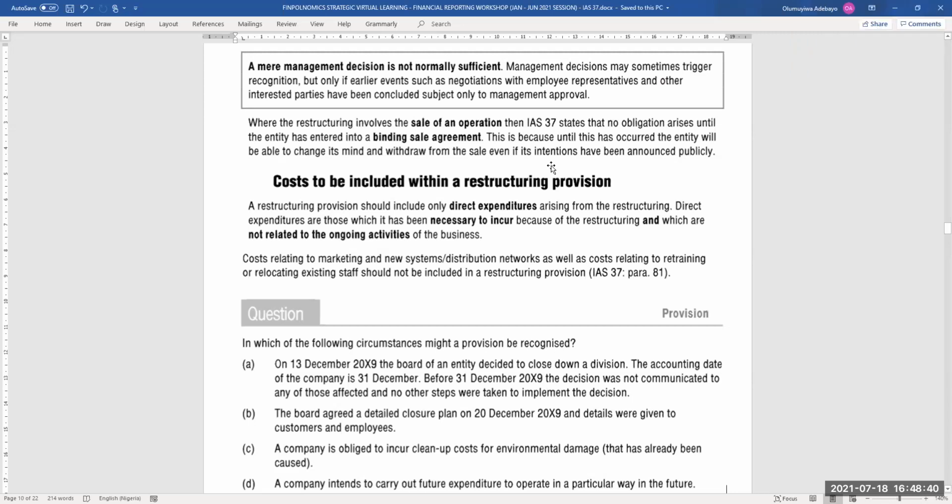Yes, you should provide for it because a company is obliged to. There's an obligation, a constructive obligation. In this case it means there's an obligation, even though we don't know whether it's legal or constructive, but there is an obligation from the term obliged. Finally, a company intends to carry out future expenditure to operate in a particular way in the future.